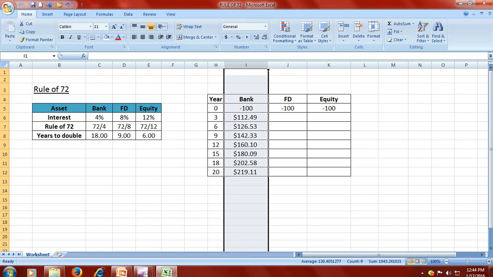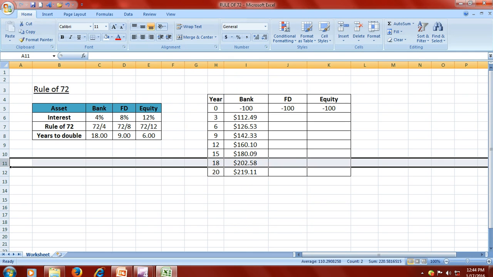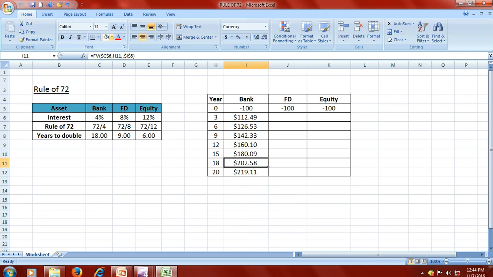Now we can easily come to the conclusion that rupees 100 which is invested at time period 0 is getting doubled at the 18th year, which I am going to highlight with the yellow color.